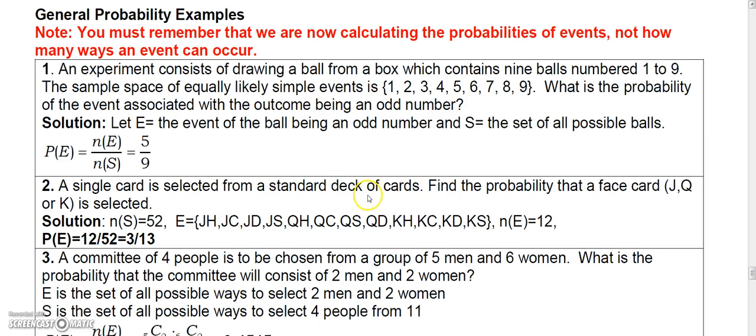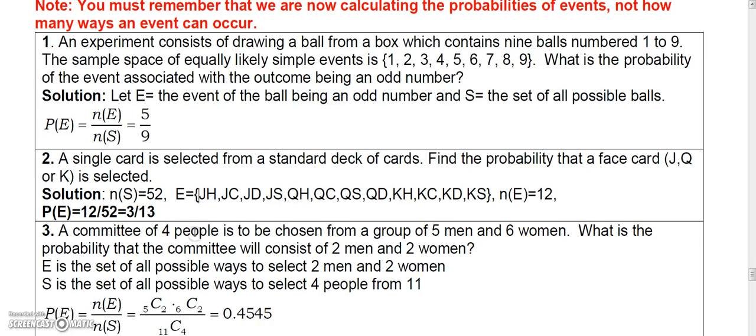The second one is probably just as simple. A single card is drawn from a deck. Find the probability that a face card is drawn. Well, if you count the number of face cards in a deck, you'll find that there's 4 jacks, 4 queens, and 4 kings. So that's 12, so the probability would be 12 out of the 52 cards, which is 3 out of 13.